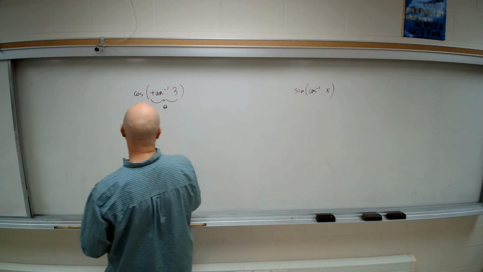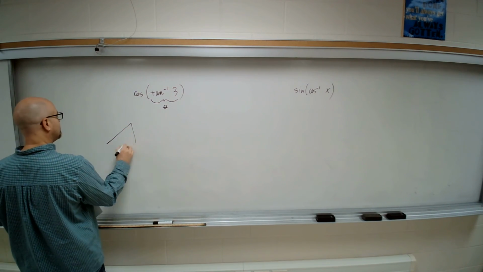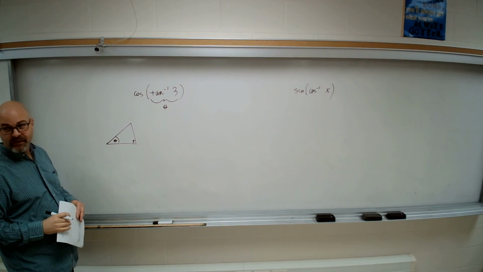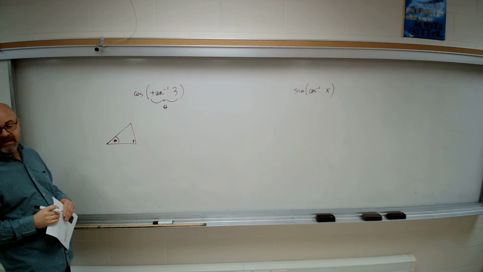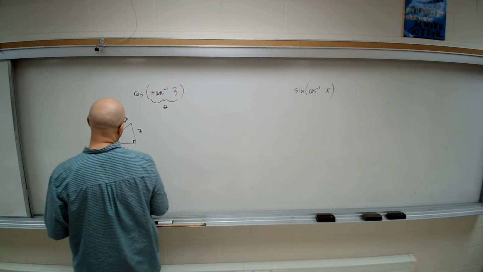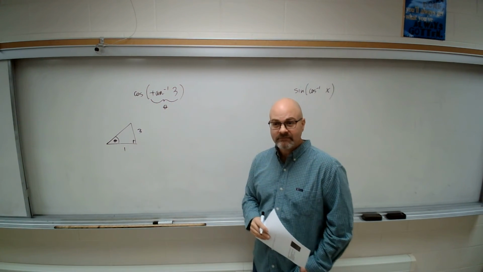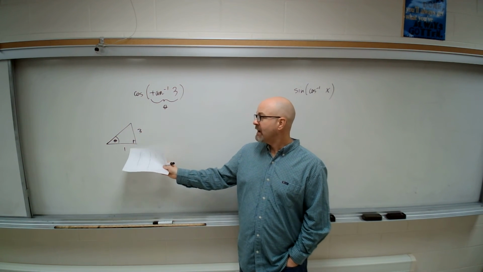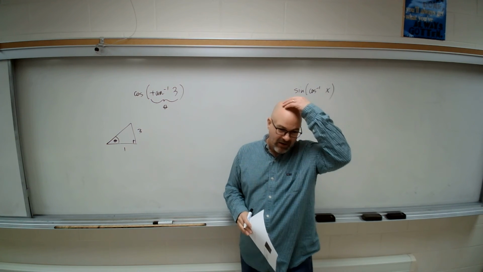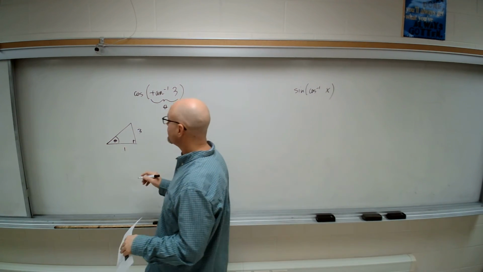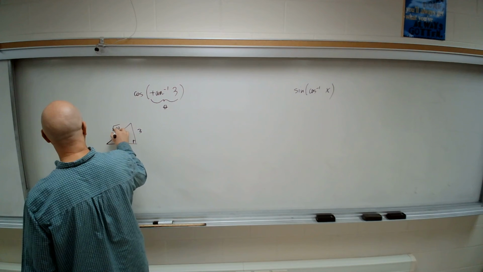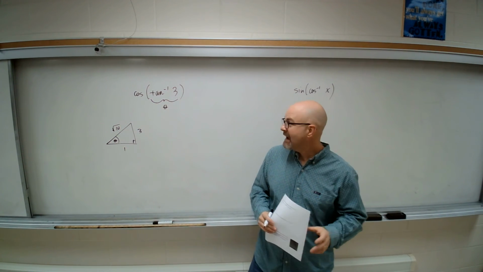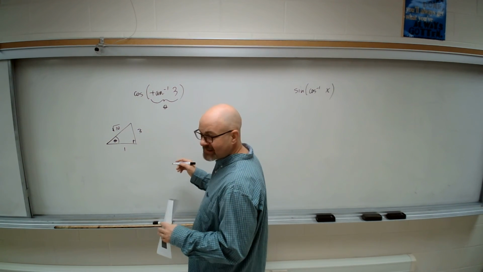So what we're going to do here is draw a right triangle and put theta as one of the acute angles. If the tangent is 3, then the opposite is 3 and the adjacent is 1, isn't it? And then 1 squared plus 3 squared equals hypotenuse squared, so the hypotenuse is square root of 10. Pythagorean theorem, that's math. It's okay. We're good.